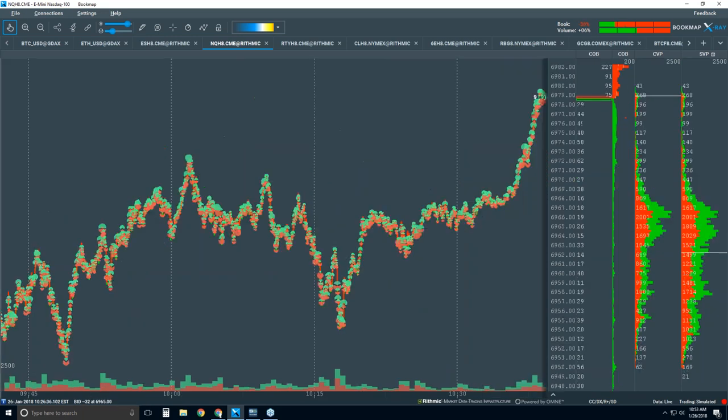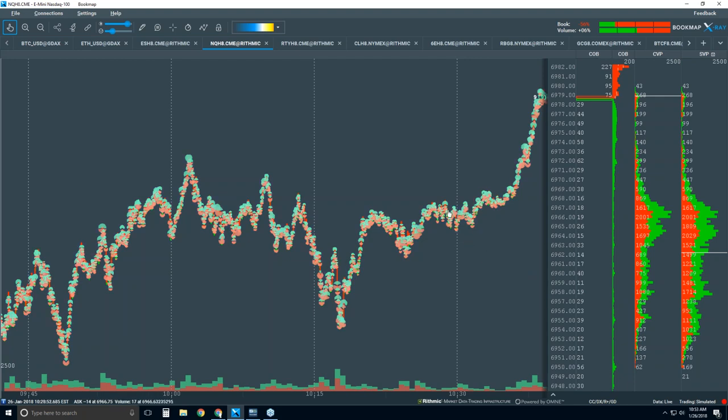So buyers are starting to step back in here. Nice cluster of selling here, but this is where it changes, up here. We're starting to break above that traded volume, and you can just see, look at the order flow. Look at the color and size of the dots, and you can see that there's more green in this area here.